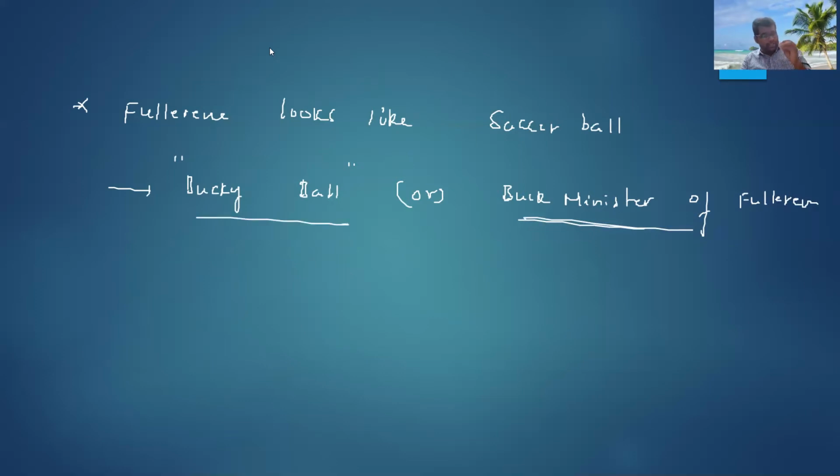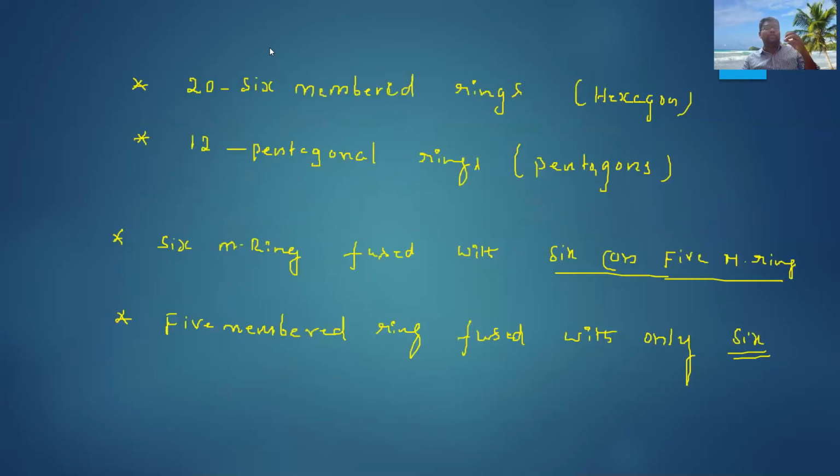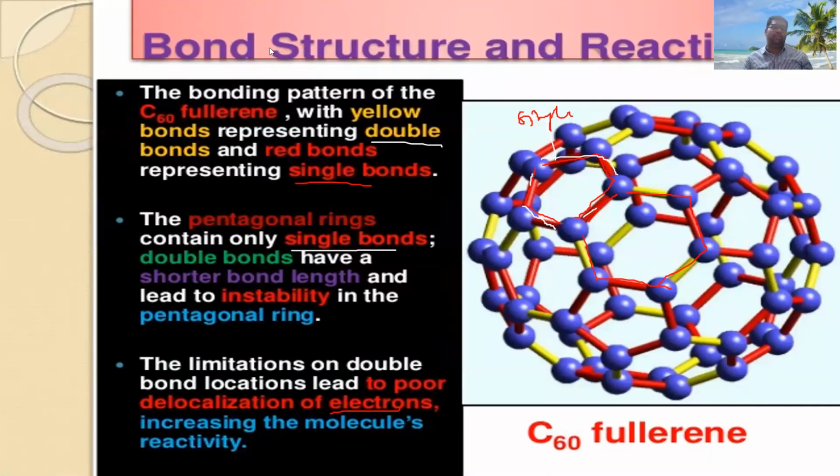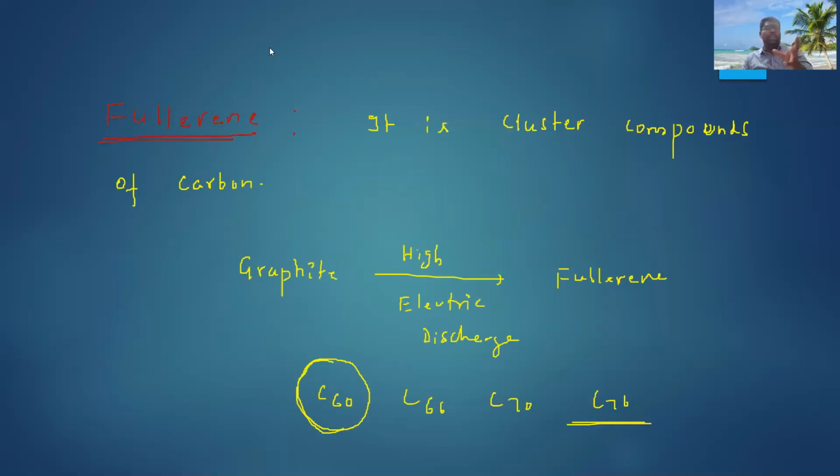Okay, so this is the structure and illustration of fullerene. What is the hybridization? sp2. How many 5-membered rings? How many 6-membered rings? 20 6-membered rings and 12 5-membered rings. A 6-membered ring is always fused with 6 or 5, but a 5-membered ring is fused only with 6-membered rings. These points are very important. This is the structure of bonding of fullerene. How is it prepared? It can be prepared by subjecting graphite to a high electric arc. Allotropes of carbon include C60, C66, C70, C76. So C60 is the fullerene.